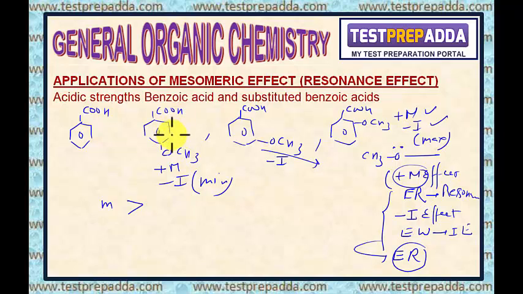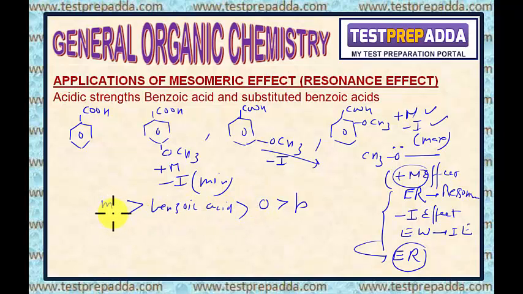While in para methoxy and ortho methoxy, overall it is electron releasing, and that is why they should be less acidic than benzoic acid. So now it should come benzoic acid, and out of these two, inductive effect is more in case of ortho. That is why this should be more acidic than the para group. So it should be ortho greater than para. This should be the order.